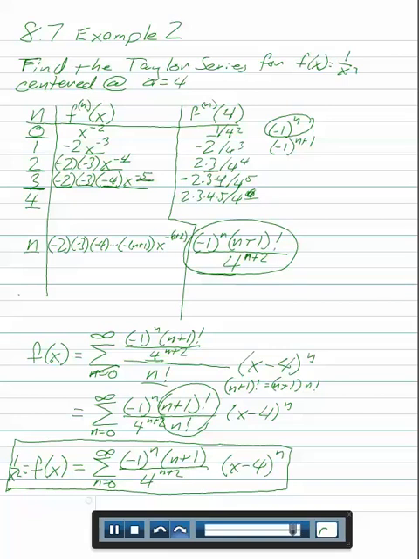I hope that the table format makes sense. Don't forget that this is just the numerator. You have to keep your 4 to the n plus 2 and n factorial in the denominator. A lot of people leave that off.